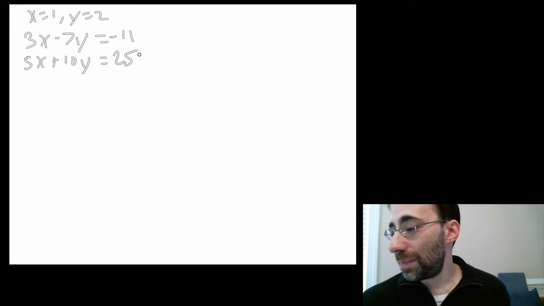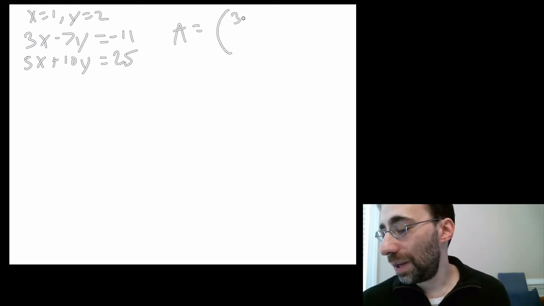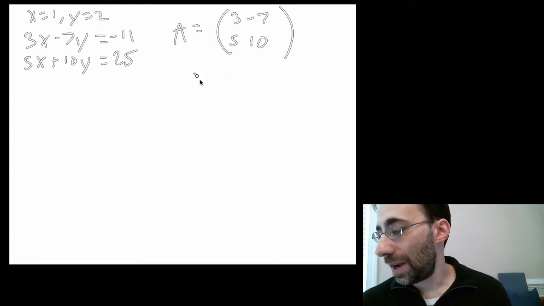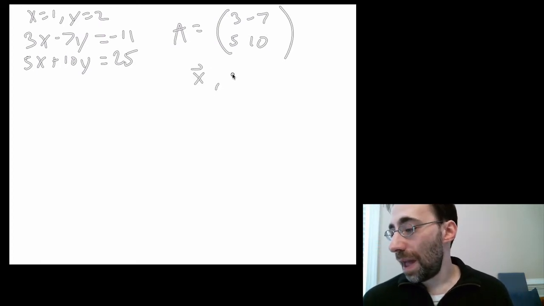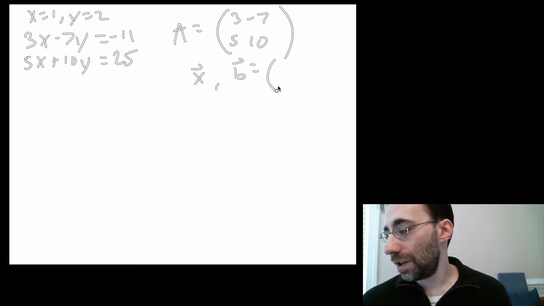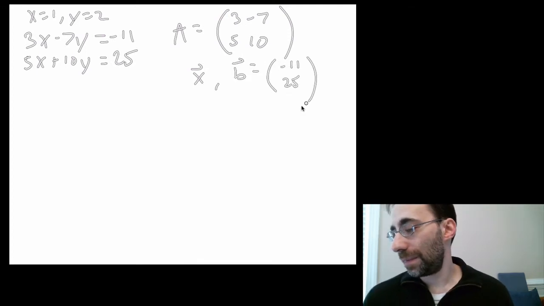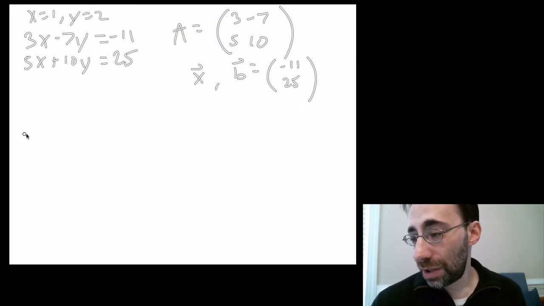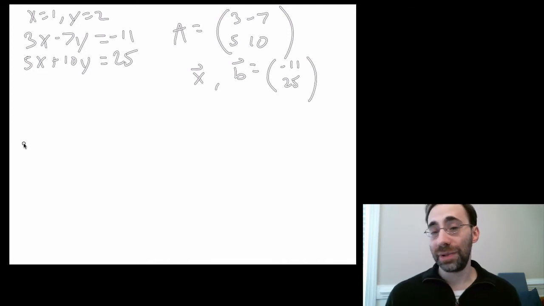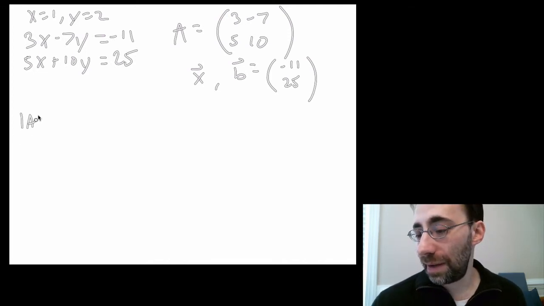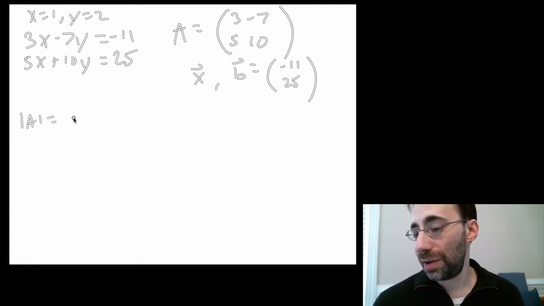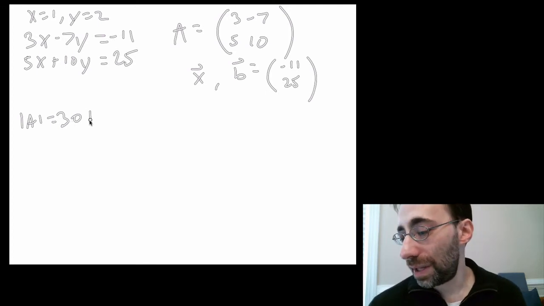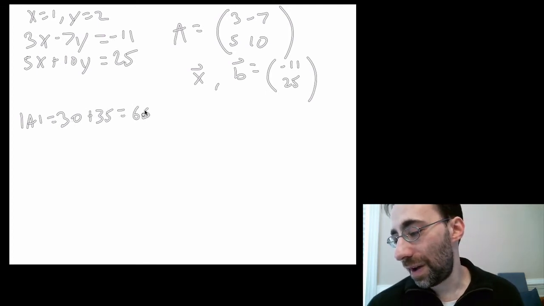Now, how do we do this? Well, the matrix A is going to be 3, negative 7, 5, 10. The vector x is what we're trying to solve for. And the vector B is going to be negative 11 and 25. That's the setup. We need to invert A and multiply it by B. So what's A inverse? Well, first we need the determinant. The determinant of A is equal to 3 times 10 is 30, minus negative 7 times 5, so that's plus 35, equals 65.